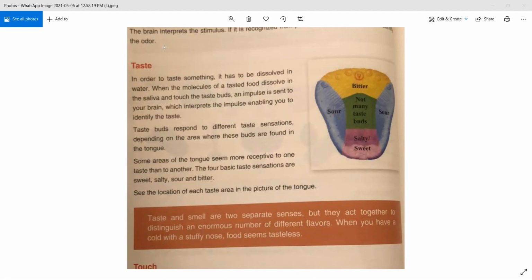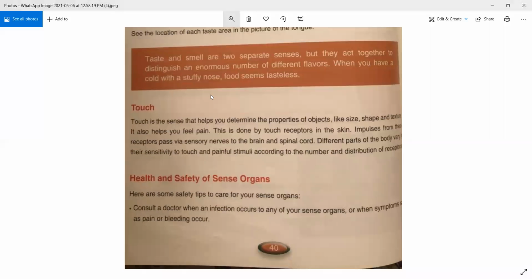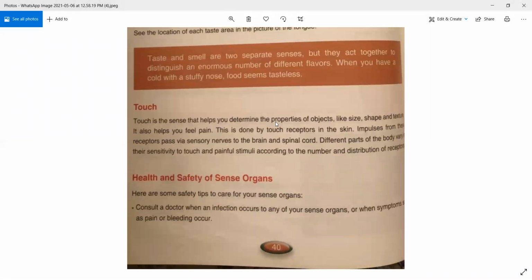Now let's move on to touch. Touch is a sense that helps you determine the properties of objects like size, shape, and texture. It also helps you feel pain. This is done by touch receptors in the skin. So, how is this done? This is important. How do we feel touch? By touch receptors in the skin.